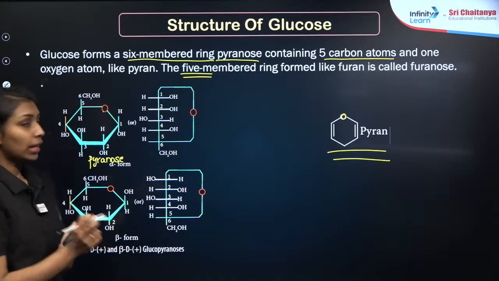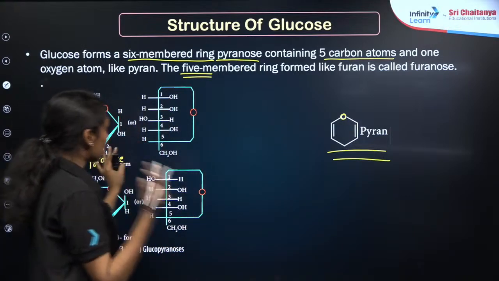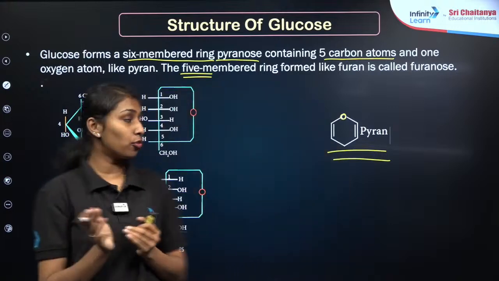So there is a simple trick to write the cyclic structure of the glucose molecule or any other molecule. This cyclic structure is known as the Haworth projection formula.